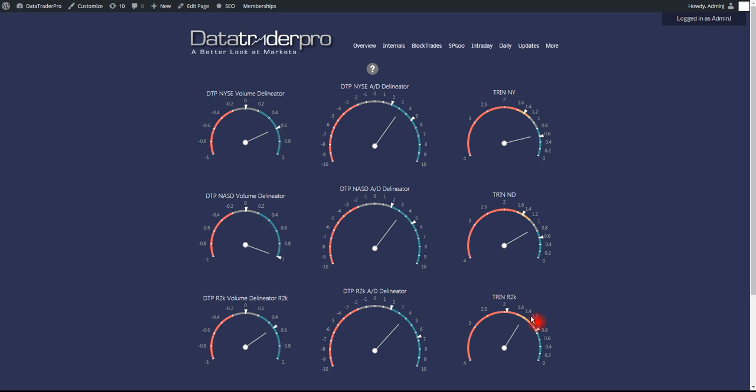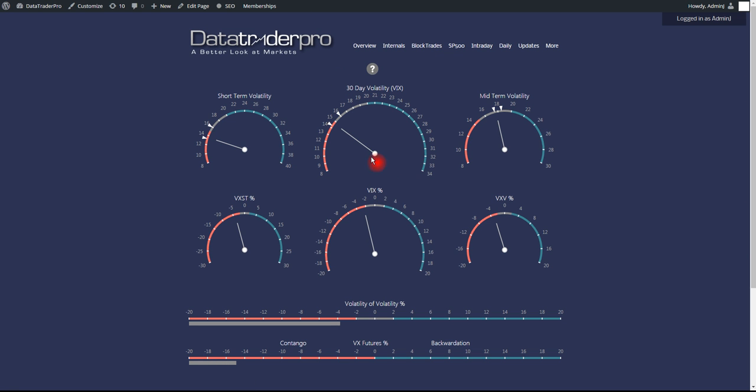but that sometimes happens when you get a strong move, that you get some selling and the trend will start slowing down a little bit. On to volatility.